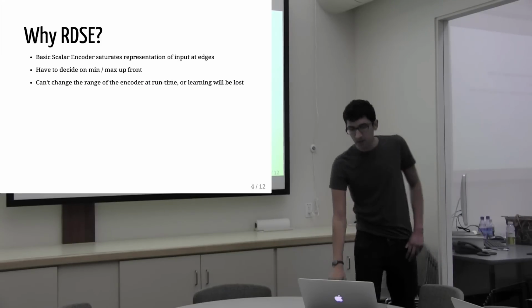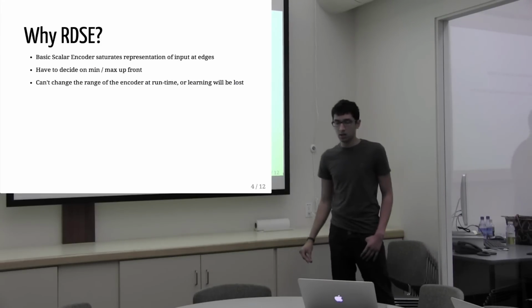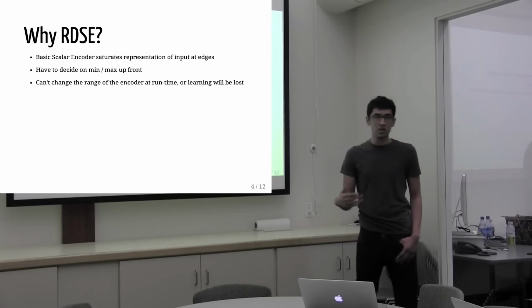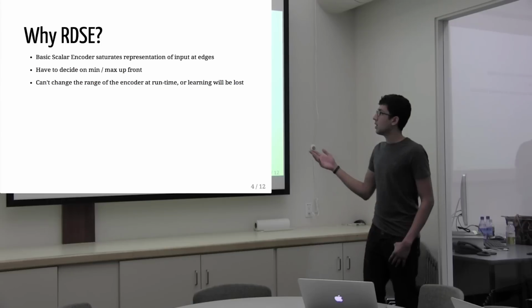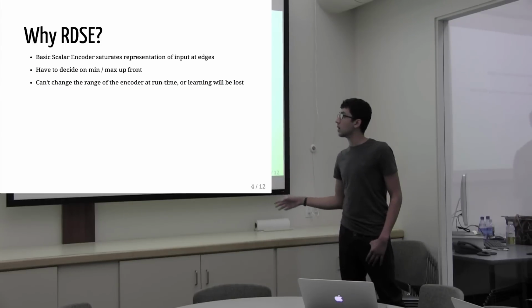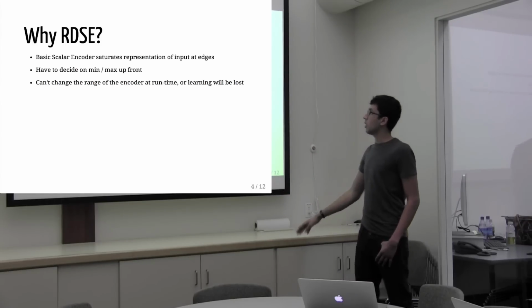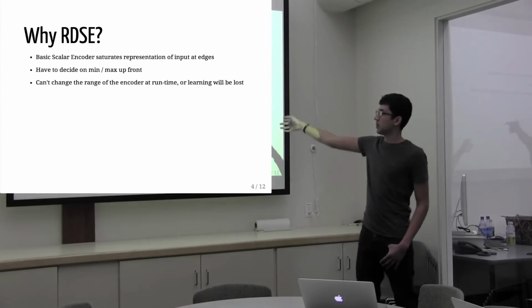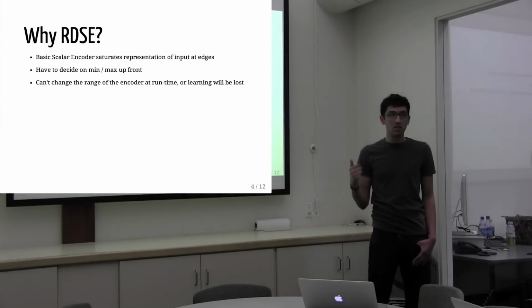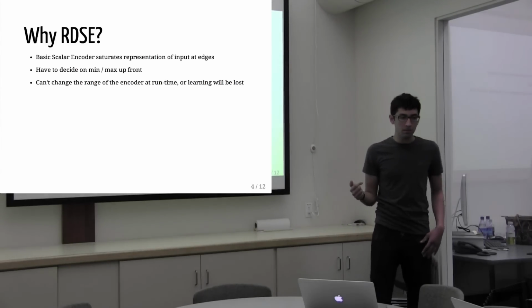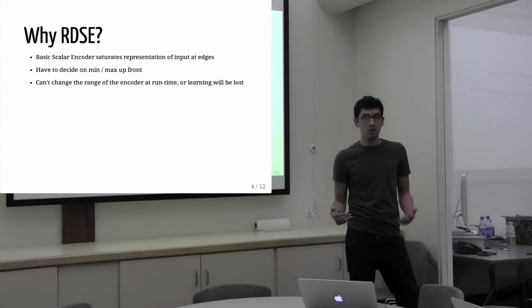So why do we need to create a new scalar encoder rather than the basic one? We already talked about some of the limitations of the basic scalar encoder. The new one, the random distributed scalar encoder, solves some of these problems. The problems of the basic scalar encoder: we talked about saturating representations. You have to decide on the min and the max. That's a problem because, especially with streaming data sets, you don't really know what the min and the max is going to be, and that's the whole point.